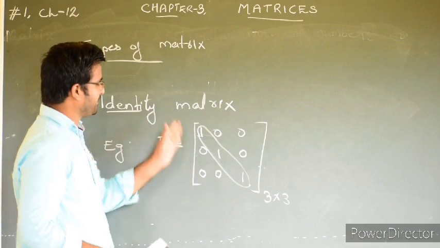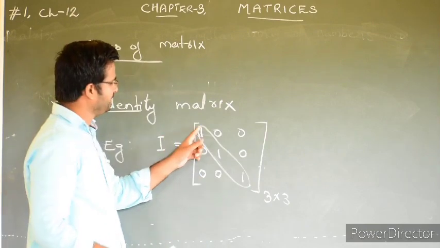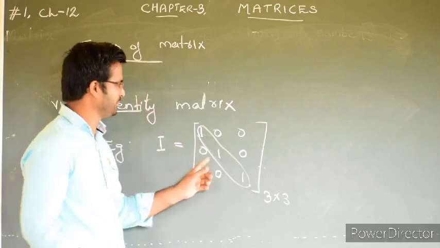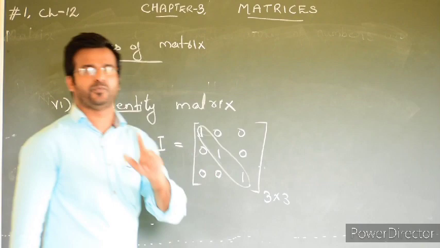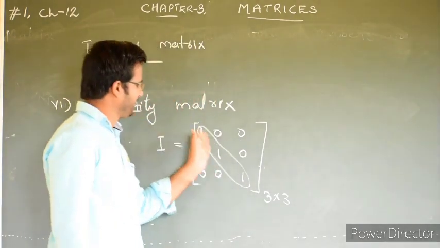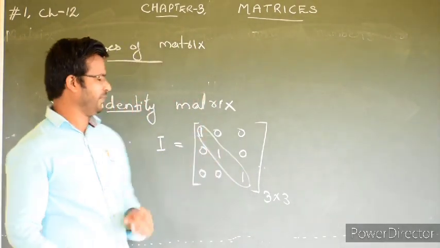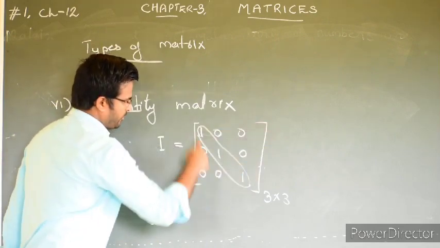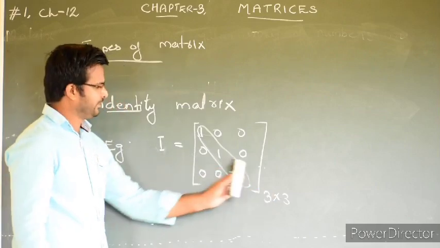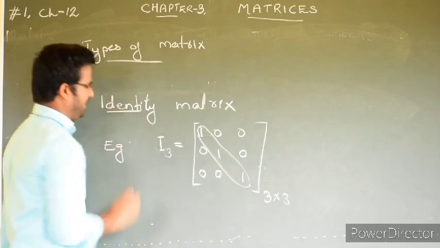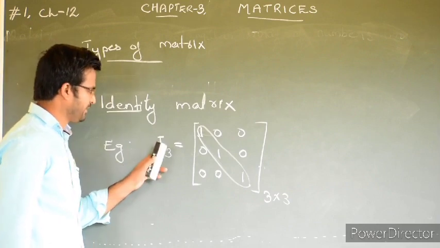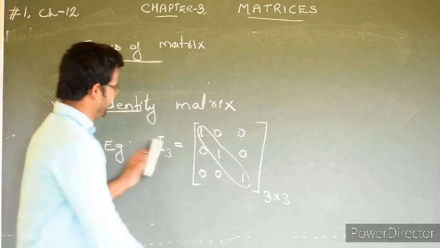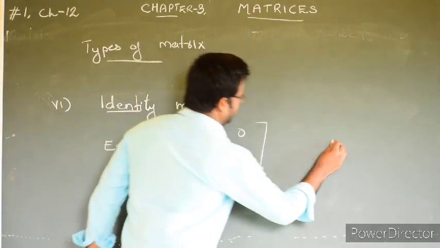Then identity matrix is a diagonal matrix only. But here diagonal elements should be 1. Other elements should be 0. Identity means 1, isn't it? That's why the diagonal elements are always 1. Then identity matrix will represent I. What is the order of this matrix? 3 by 3. Then we can write I3. I3 means 3 by 3 identity matrix.